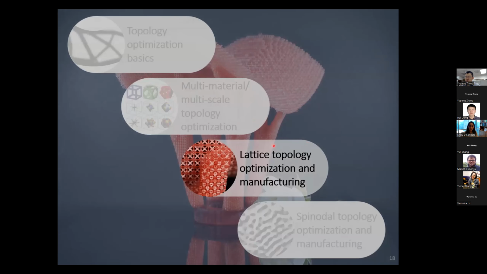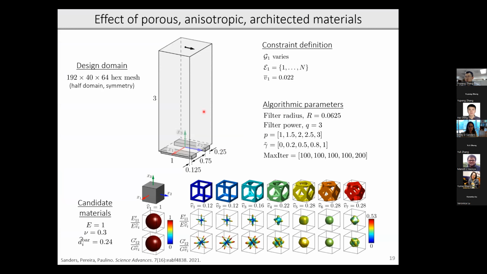So let's focus first on some lattice examples. I'm going to show you an example of design, and then we'll talk about manufacturing. So first example is a cantilever beam. And so we're going to limit our material volume in this domain to 2.2% of the domain volume. And we're going to allow the optimization to choose from several candidate architectures.